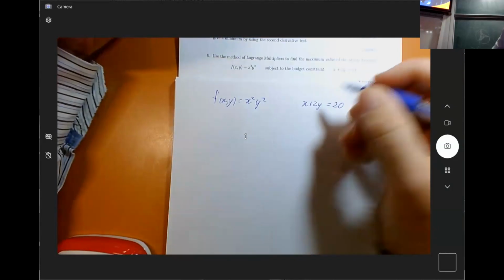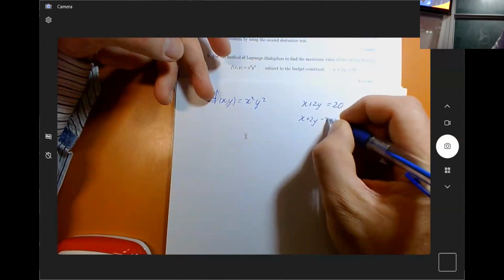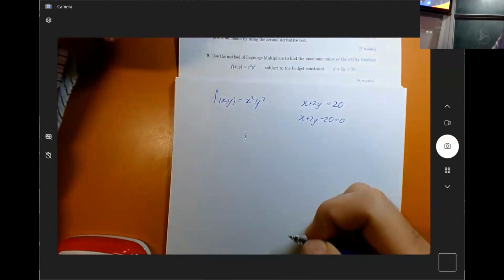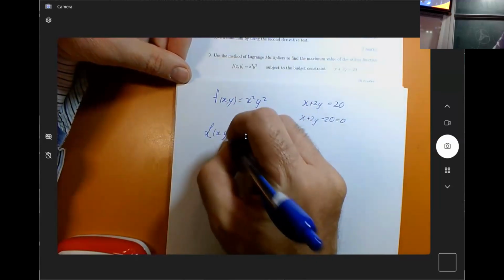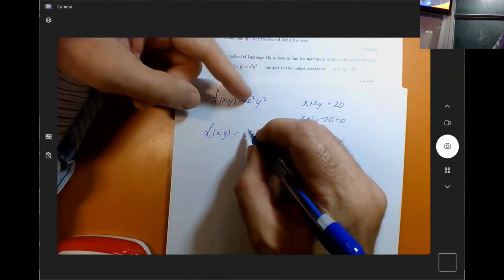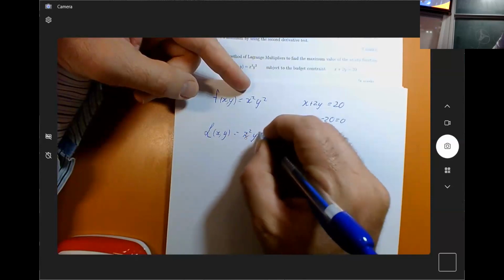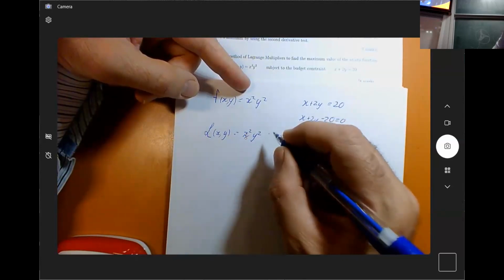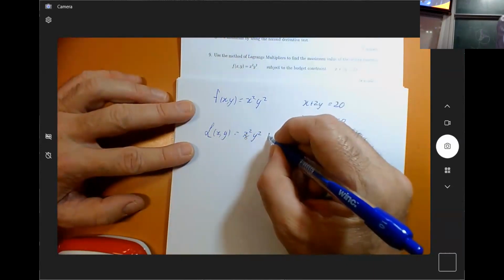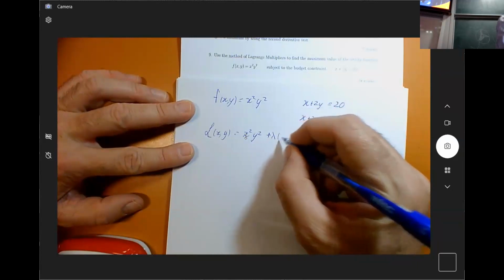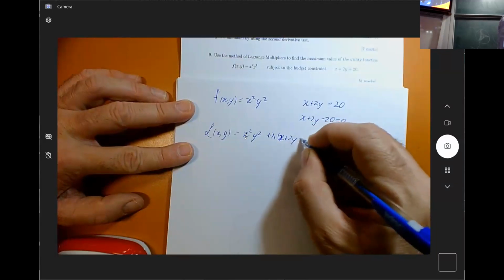First thing we've got to do is form the Lagrangian, and that means we're going to rewrite this equation as an equal to 0 equation. My Lagrange equation is going to be my objective function, the thing I'm trying to find the maximum of. So that's just x squared y squared. Then I usually go plus lambda by x plus 2y minus 20.